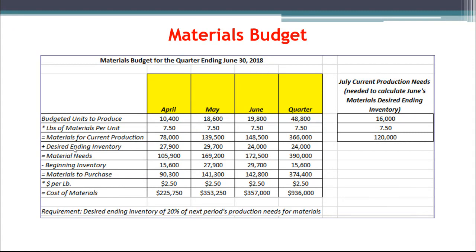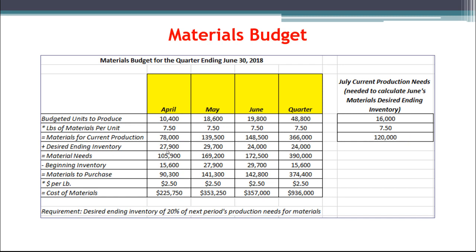We're going to add in a desired ending inventory, which, as you can see here, is 20% of next period's production needs for materials. So basically, it's the line right above it. Materials needed for current production, 20% of next month's. So for April, it's 20% of May's 139,500. For May, it's 29,700, which is 20% of June's 148,500. And again, for June, it's 24,000, which is 20% of July's production needs. That's where that comes into play.